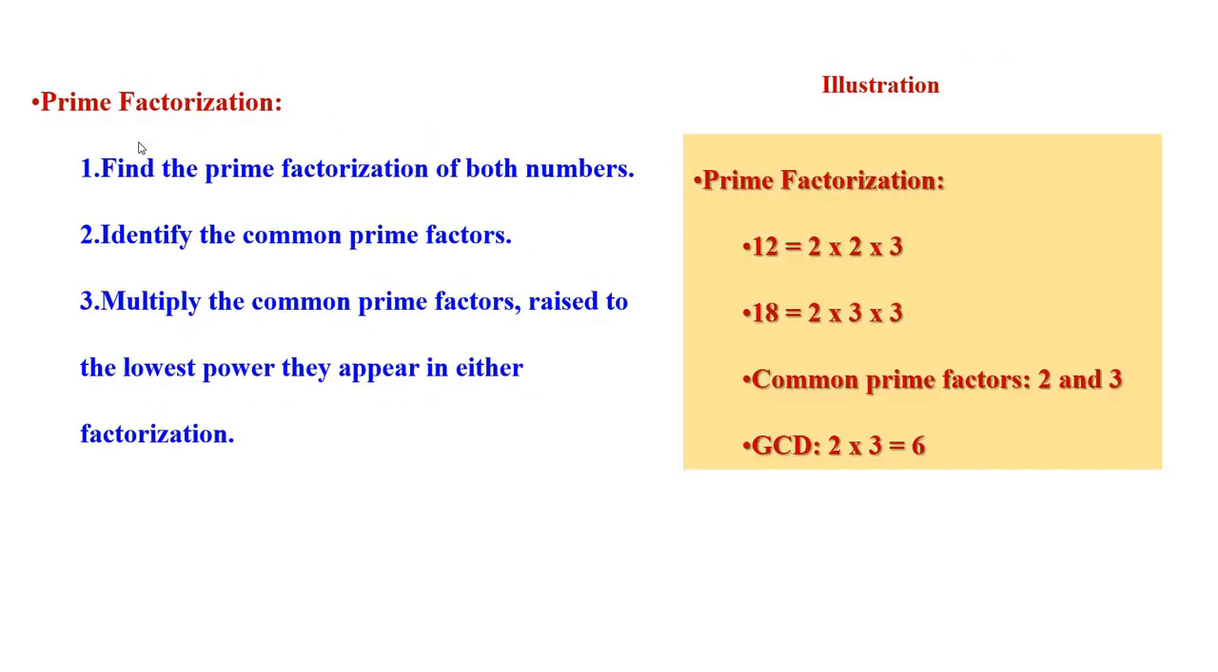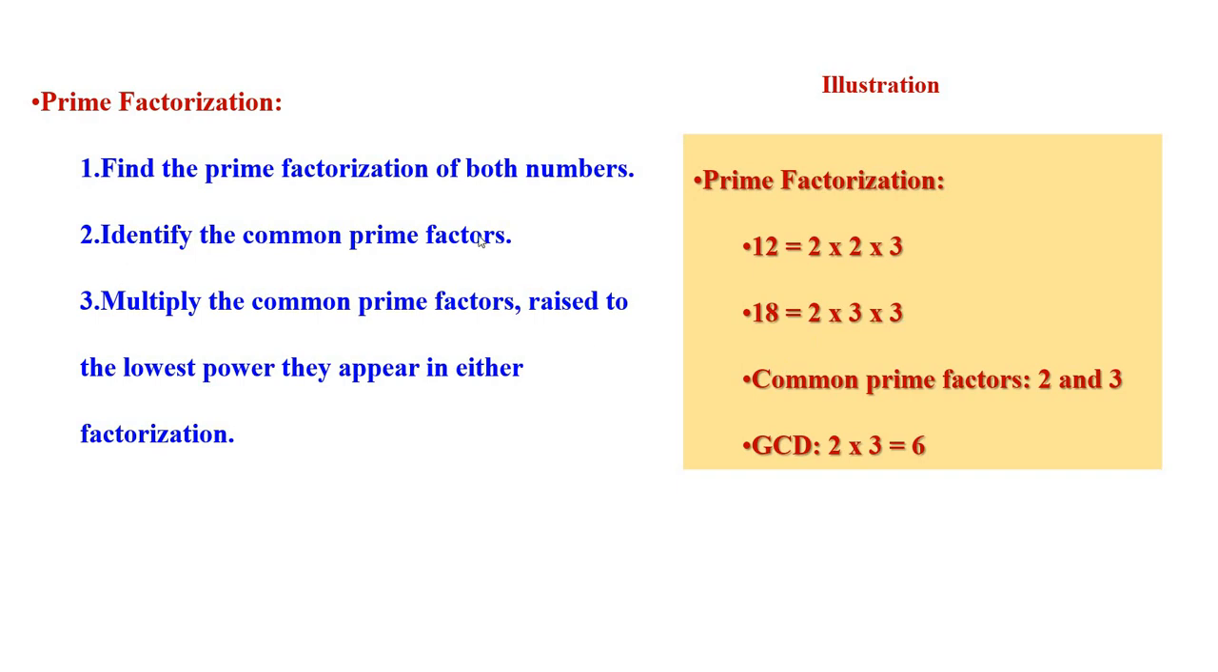And then another method, prime factorization. Find the prime factorization of both the numbers. We have considered 12 and 18. We can write 12 as 4 into 3, and 4 can be written as 2 into 2. And 18 is 2 into 9, and you can write 9 as 3 into 3. So 18 is 2 into 3 into 3.